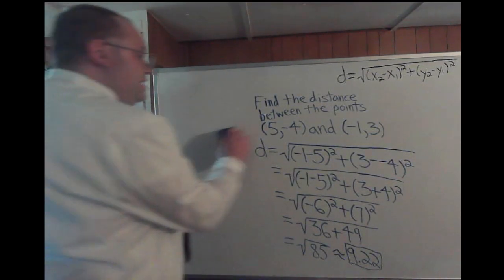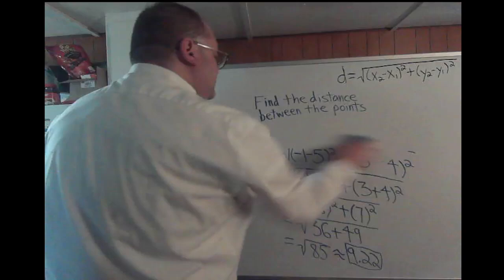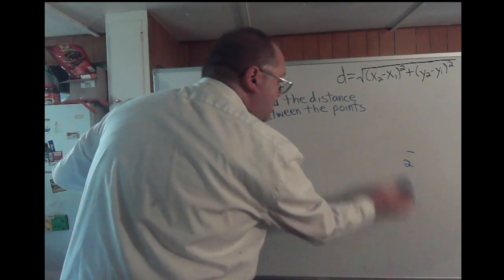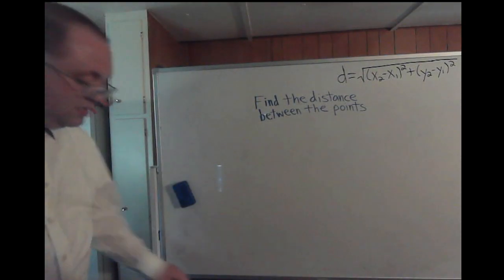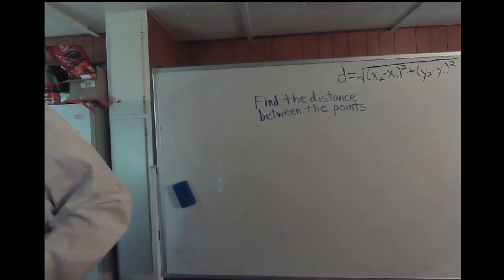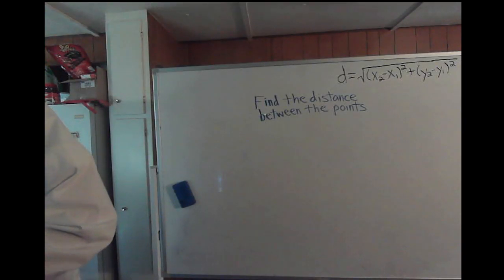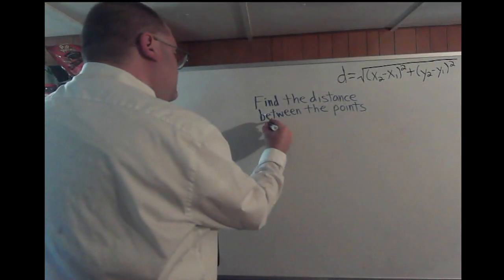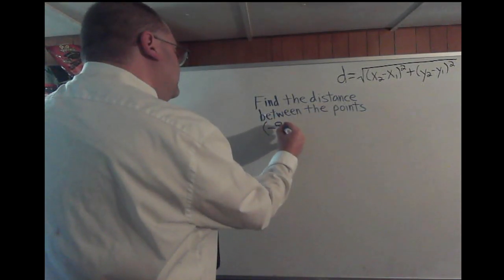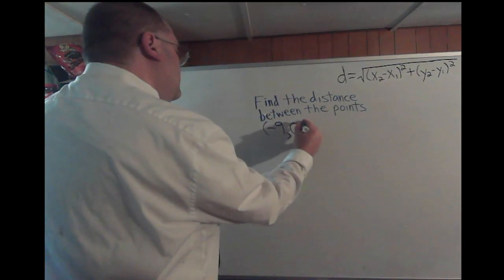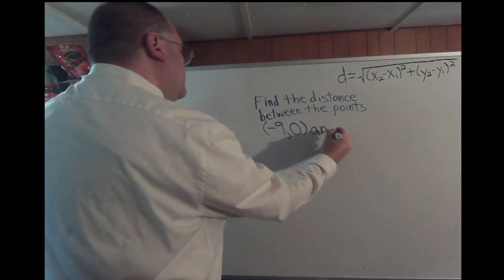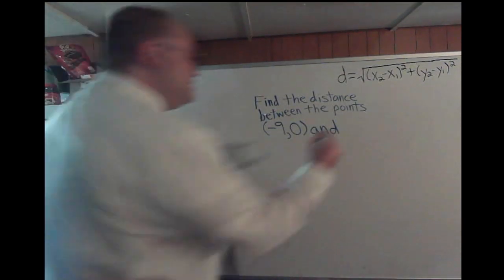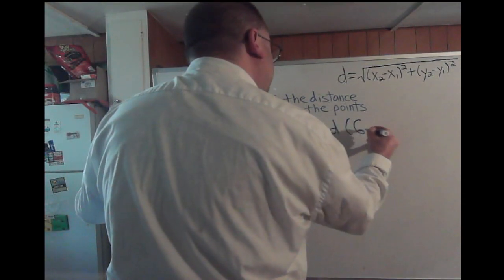So that's just the first example of knowing the distance formula. We're going to do more. All right. What are the next points I want to do for examples? All right, let's see. We'll have -9, 0, and what's the second point? 6, -7.